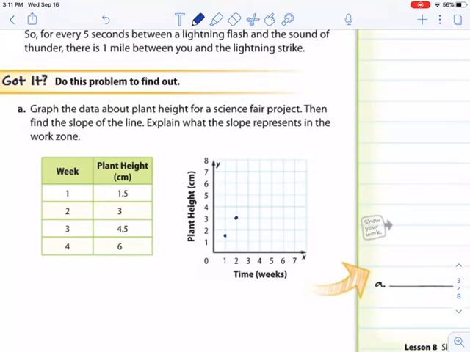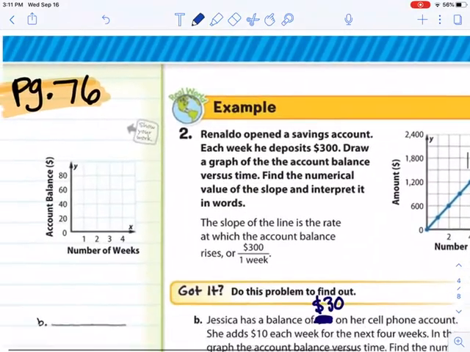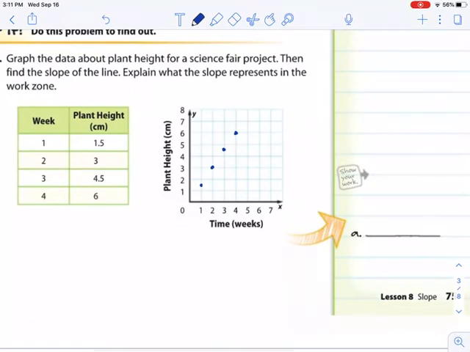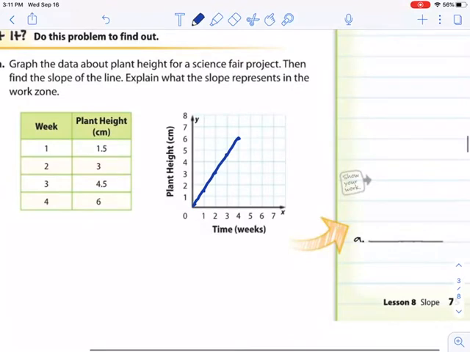And at 3 weeks, it is 4.5, which is there. And then at 4 weeks, it is 6 inches, which is there. And then I'm going to connect. Make sure you use a ruler. I'm using my iPad, so it's really hard for me to use a ruler on here. Okay, so there's my graph. Let me make my points a little bit bigger.